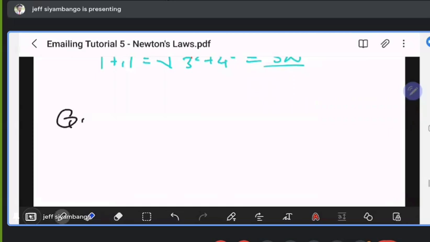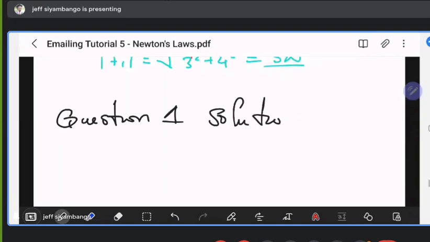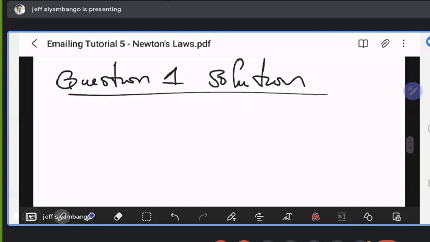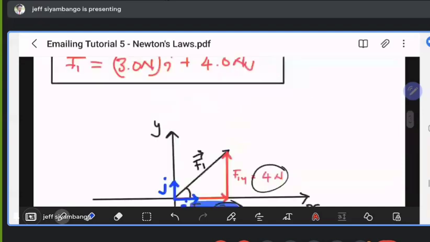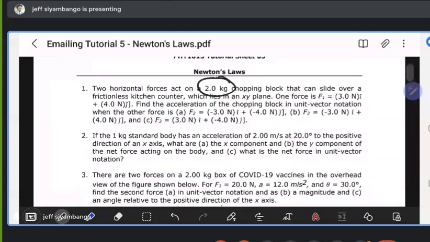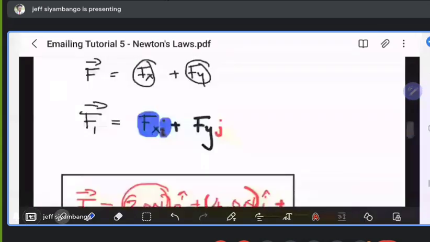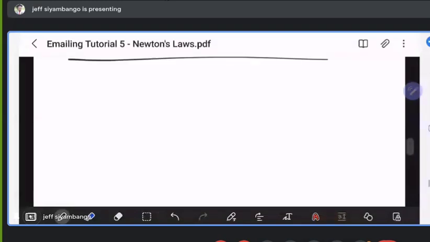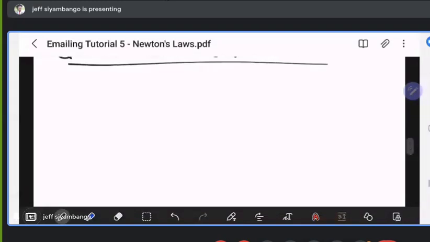So question 1, solution. Here we're going to use Newton's second law. We're looking for acceleration. We're given forces. Are we given the mass here? Yes, we're given the mass. They are acting on a 2 kg chopping block. So what is happening there? Well, from Newton's second law, we get that the sum of the forces has to be equal to ma, the mass times the acceleration.